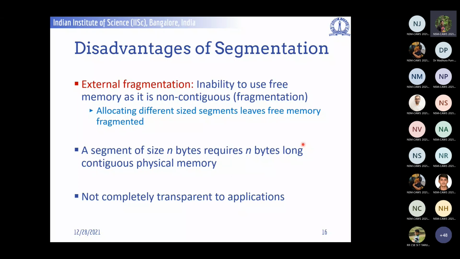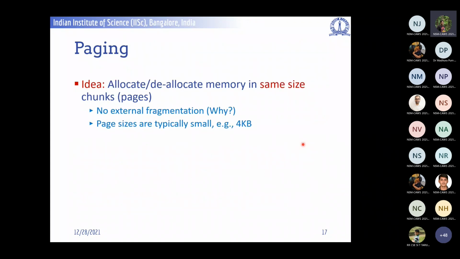This problem comes because each segment of size n bytes requires n bytes of contiguous free physical memory. Also, segmentation is not completely transparent to applications. So that's the reason paging came.